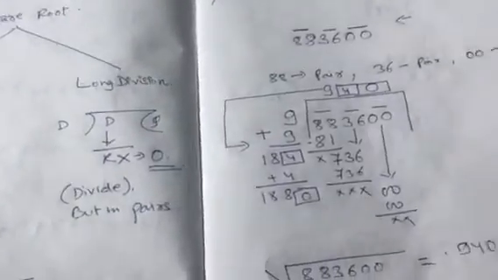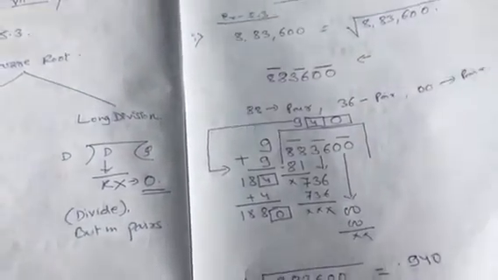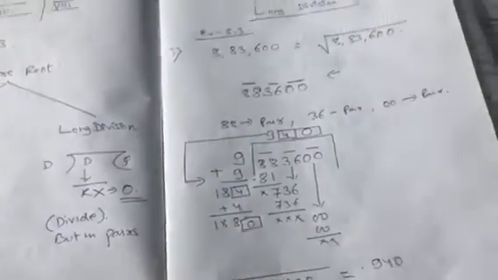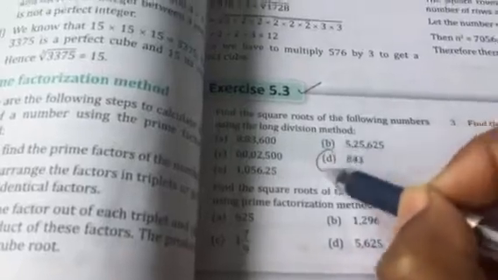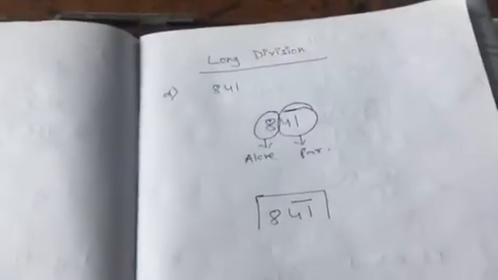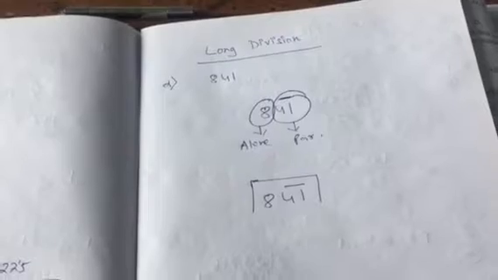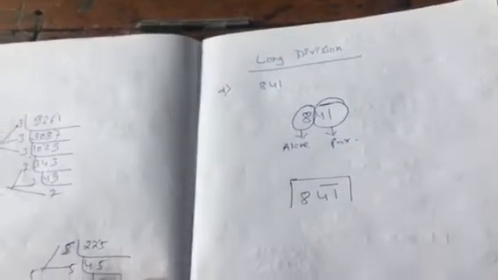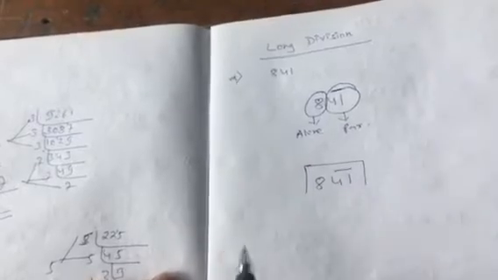Now, I will be solving one sum of the long division method, then I will come back to this big sum. As you can see from your textbook, this is question number D, 841. So I will be solving this 841 here specially for you. As you can see, 841 is already here. So I hand over this mobile to respected Khagendra sir, who is also here with me to help me out.